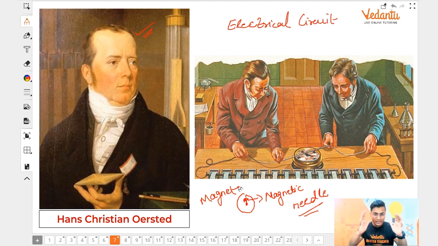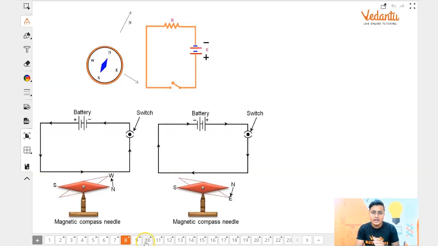So I hope all of you guys are able to imagine how Oersted was working. Correct? Isn't that amazing? All the things in science are actually happening by mistake, and you understood how it happened by mistake. Correct? So great job guys, all the best. So let's move on, try to understand what are the properties given by Mr. Oersted.